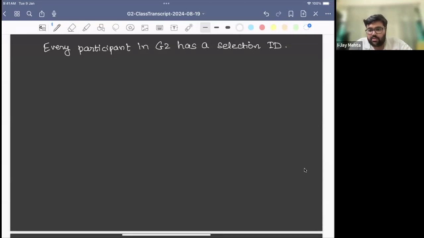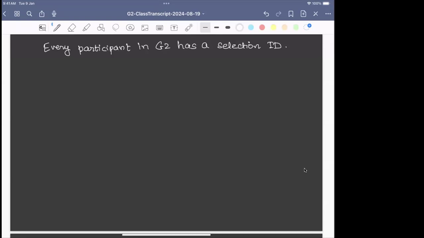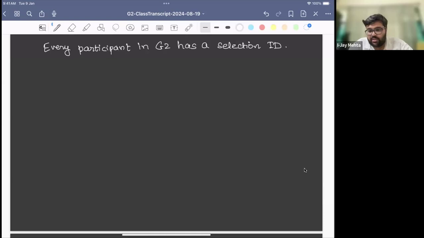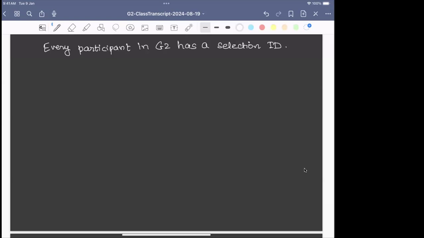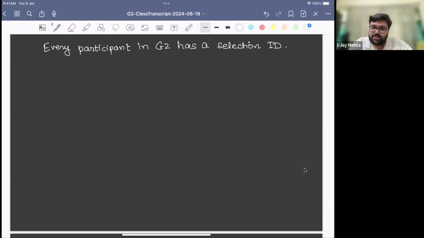So for Shivam, it is selection ID. Then can we say that the statement is true for one person? If one person has a selection ID, can we say the statement is true? No. We have to check for all participants. Yes, very good. We have to check for all participants. So you will ask your friends also.